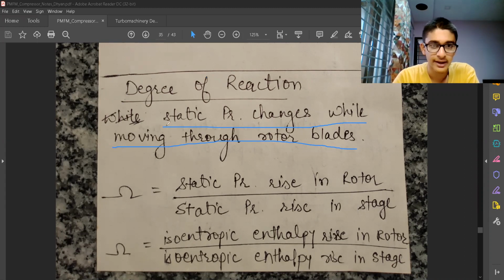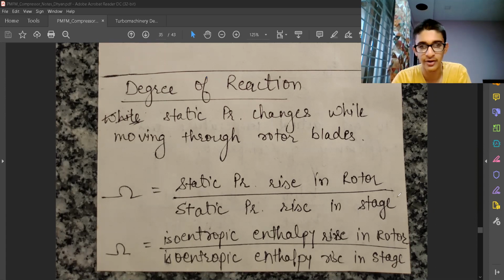So we'll check if there is a static pressure rise in the rotor section. That is the important word over here. So degree of reaction omega is defined as the static pressure rise in rotor divided by the static pressure rise in the whole stage. The whole stage comprises one set of stator and rotor, and that static pressure rise can also be written in terms of isentropic enthalpy rise.